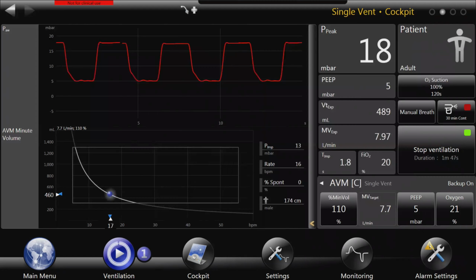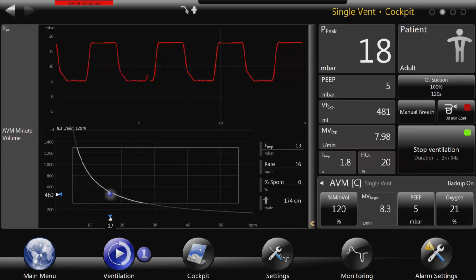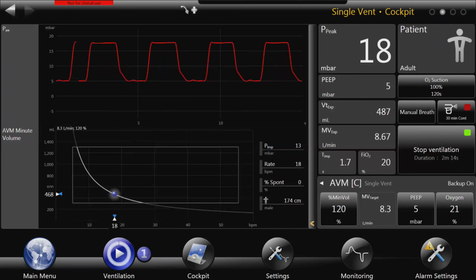It's deciding to increase the respiratory rate by 1 breath. And so we have achieved 7.7 liters. And if we go even higher to 20% increase, it now decided to go 1 respiratory rate higher per minute to achieve those 8.3 liters. This is how AVM is doing it now.